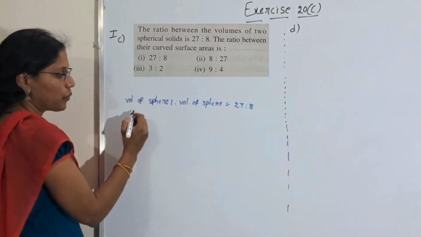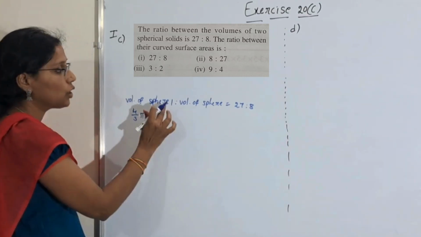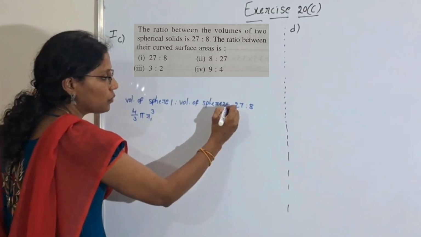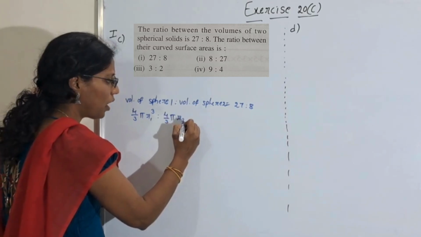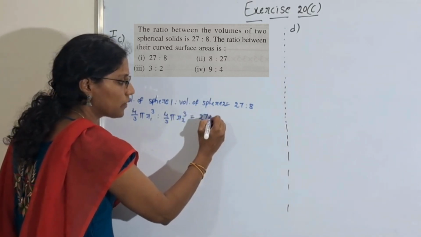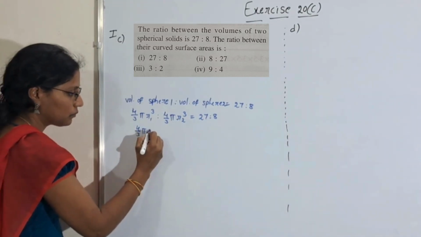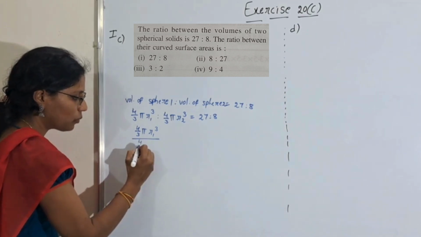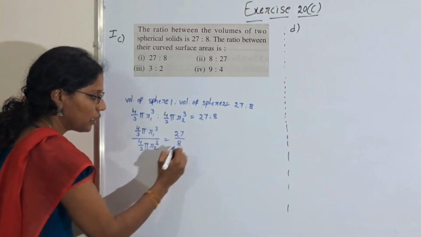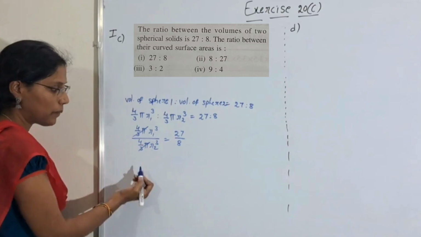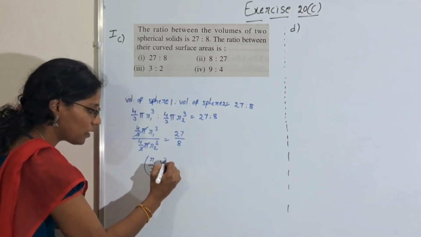Here, volume of sphere is 4 by 3 pi r1 cube. Here, two spheres we have, so 4 by 3 pi r1 cube is to 4 by 3 pi r2 cube is equal to 27 is to 8. Ratio we have to remove. 4 by 3 pi r1 cube by 4 by 3 pi r2 cube equal to 27 by 8. 4 by 3 pi, 4 by 3 pi cancel. Here r1 by r2 whole cube we can write.